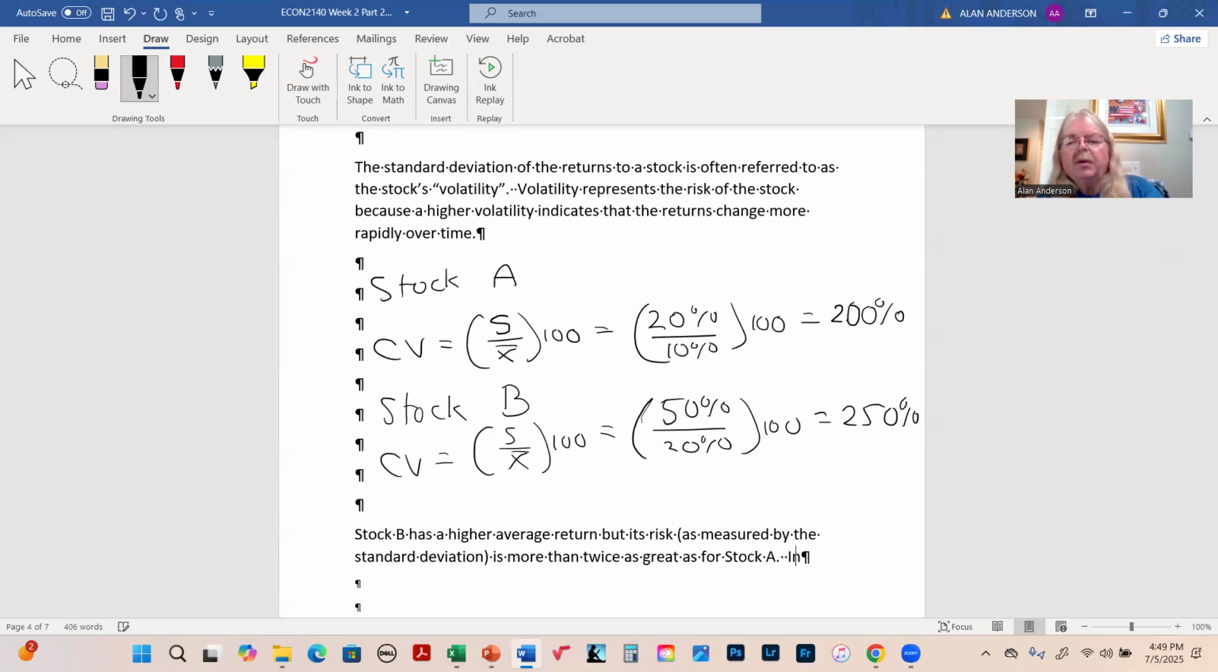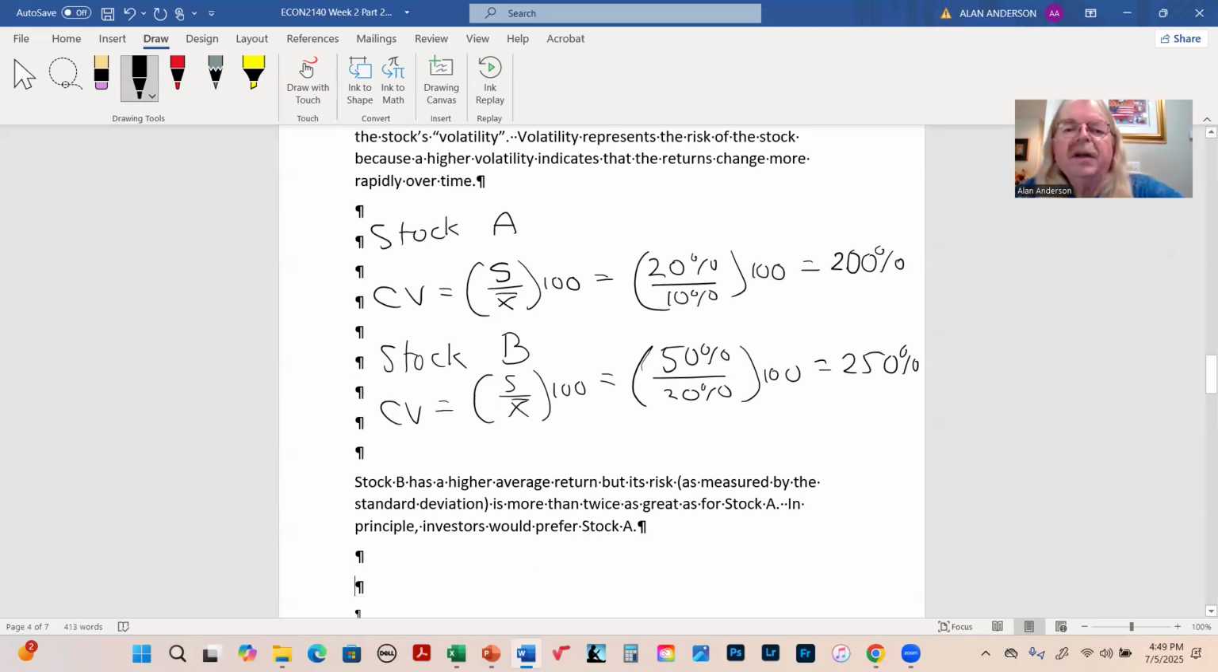So in principle, unless you're a gambler, investors would prefer stock A. Because your risk is only twice as great as your return, whereas for B, it's 2.5 times. So you can see rather than just looking at the returns or just the variances or standard deviations, this way you can look at both at the same time. So this can be a very helpful measure depending again on what you're trying to compare.